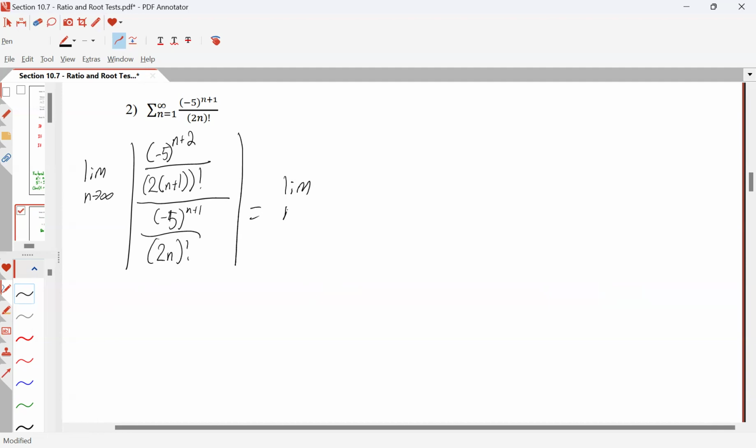Keep, change, flip. This becomes -5 to the n plus 2 over 2n plus 2 factorial by multiplying this 2 in, times, flipping the denominator fraction, 2n factorial over -5 to the n plus 1. Things that cancel.